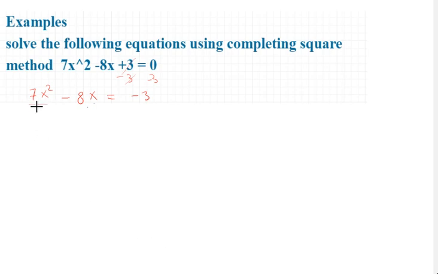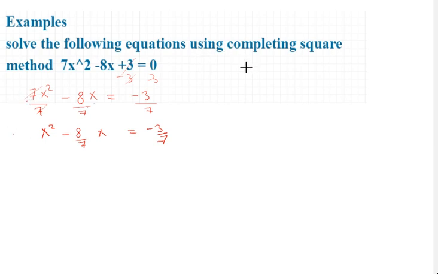Now a is not 1, so I have to divide both sides of the equation by a. Then x squared minus 8 over 7 x equals minus 3 over 7. We isolate, we divide by a.